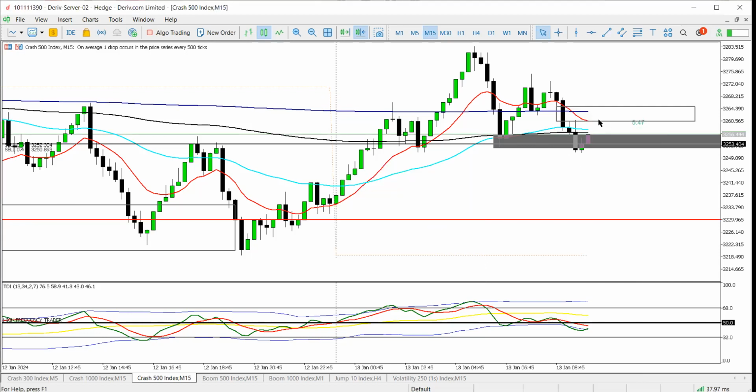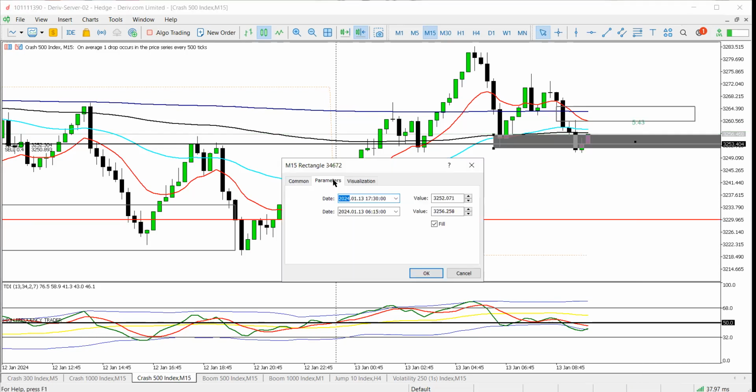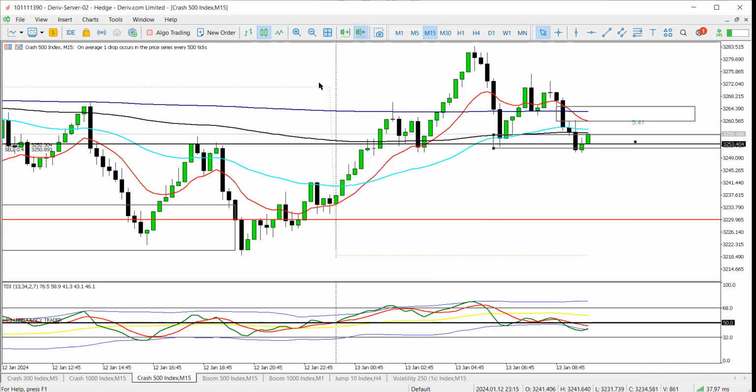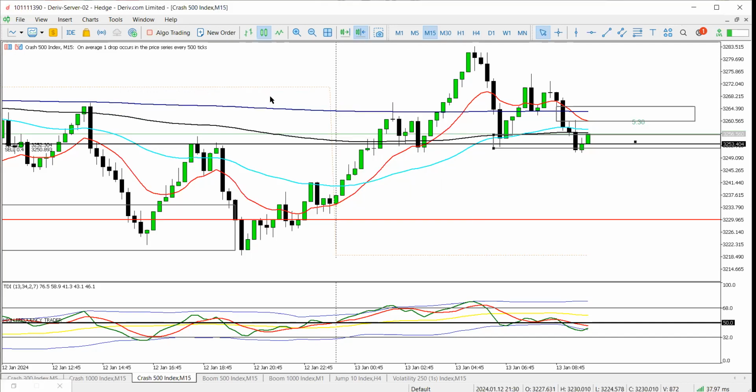So C5 is actually, it can turn into a high probability setup. So what I want to see now is price sort of coming into this zone here. There's a bit of an imbalance there. We've got the 800 EMA, we've got this minor zone. So if you can get into this area, I'll actually add a position here and add a position here. Stop loss above this zone.